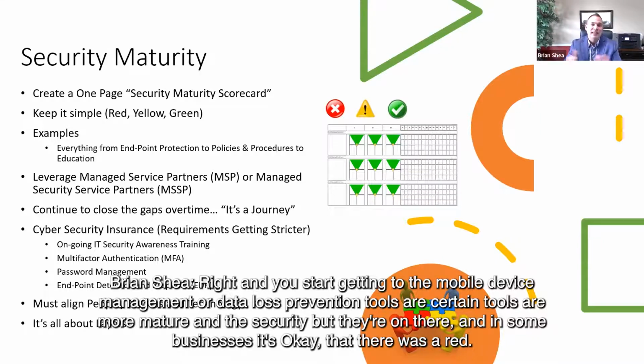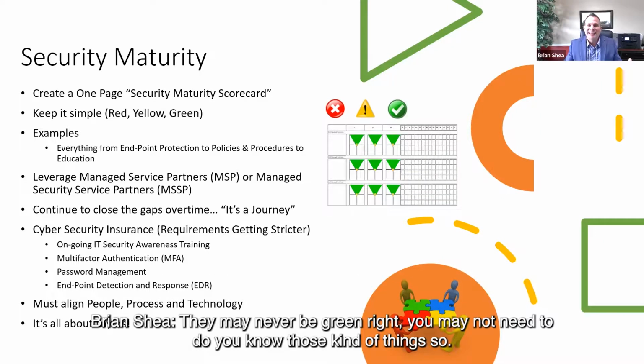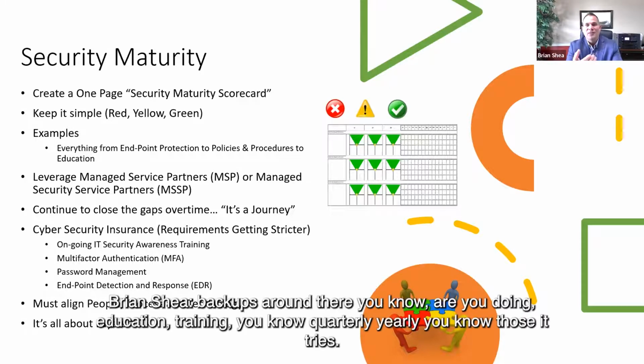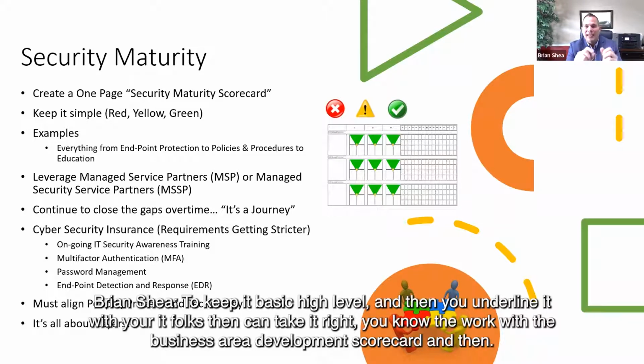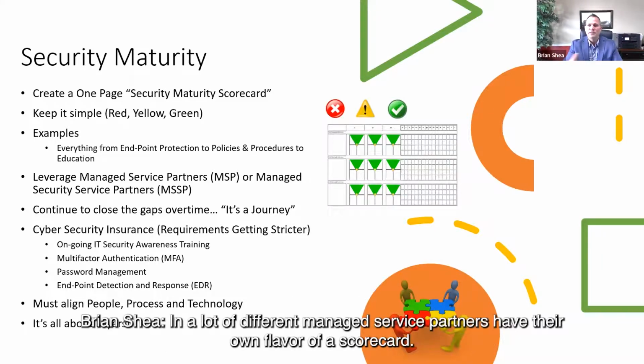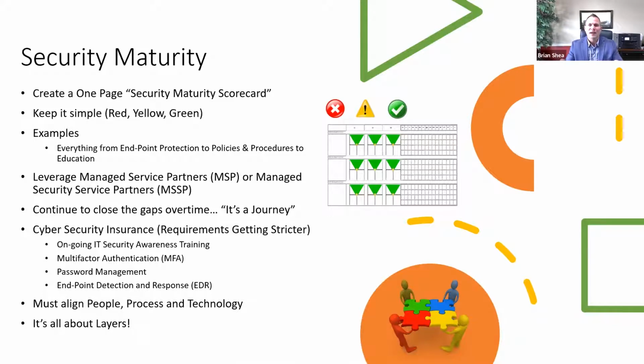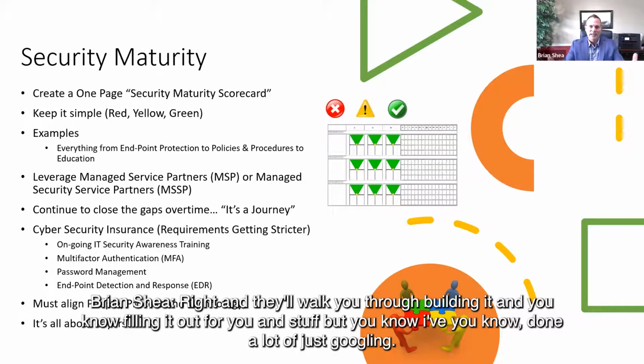And in some businesses, it's okay that those are red. They may never be green, right? You may not need to do those kind of things. So backups are on there. Are you doing education training, quarterly, yearly? It tries to keep it basic, high level. And then you underline it with your IT folks, then could take it, right? They'll work with the business area in developing the scorecard. And a lot of different managed service partners have their own flavor of a scorecard, right? And they'll walk you through building it and filling it out for you and stuff.